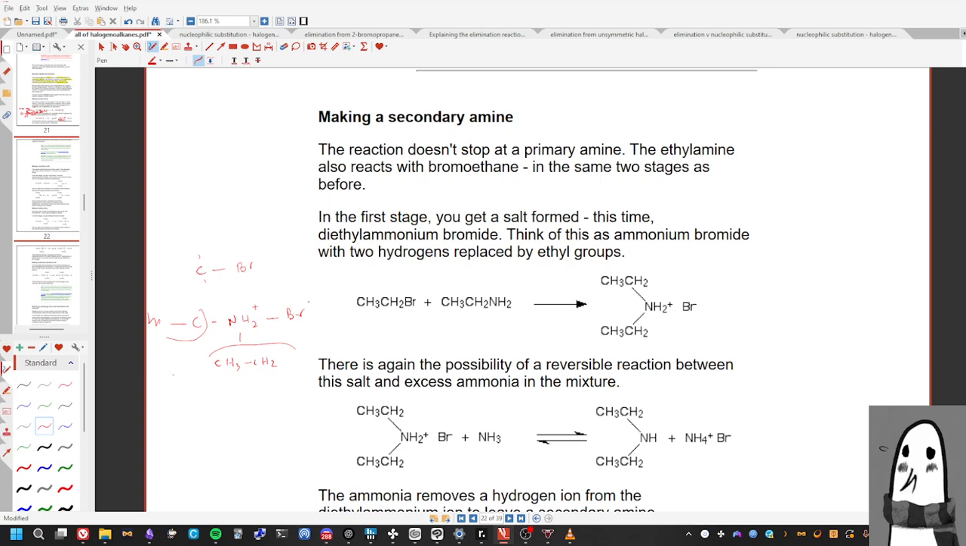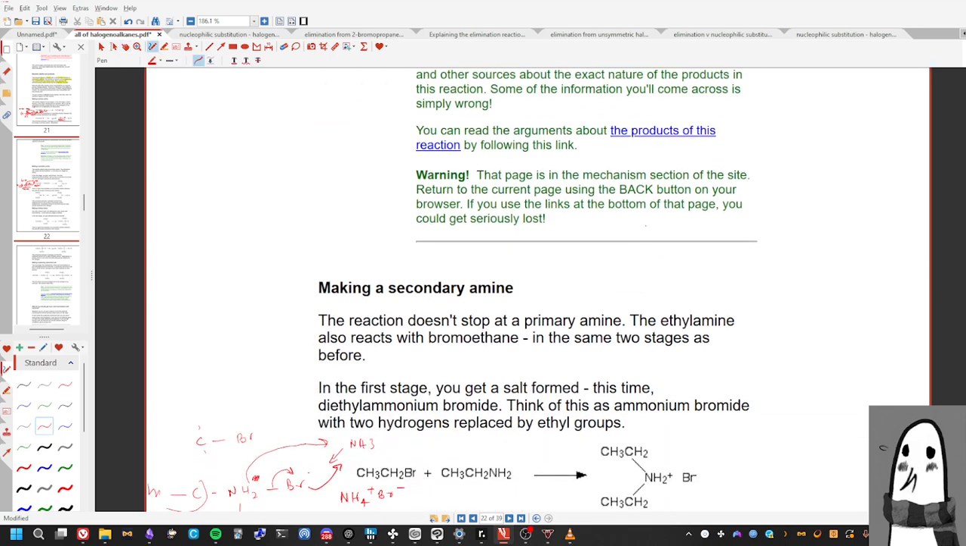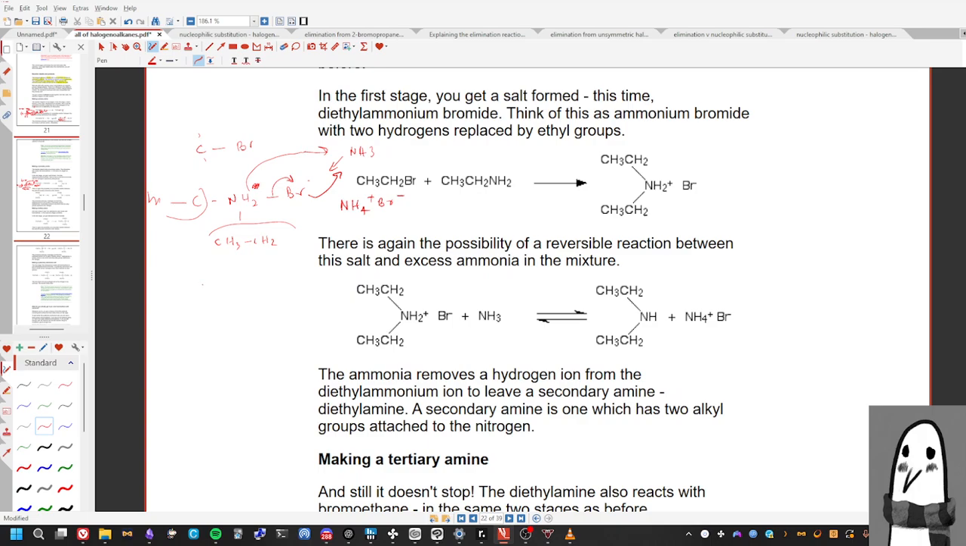Now, there's again the possibility of a reversible reaction between the salt and excess ammonia. So if you have this reacting with NH3, now NH3 comes into this. Again, one of the hydrogens from here goes into here, breaking that, and the other part goes back over there. So that's going to form NH4 plus Br minus, which is the same exact product that we saw in the primary one. Leaving the amine, so we're going to have two of those ethyls bonded to an NH.